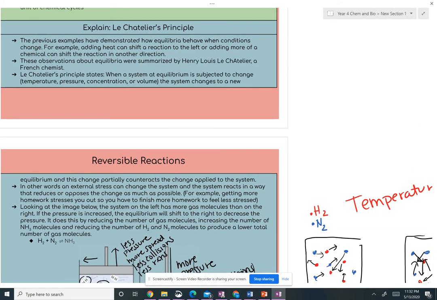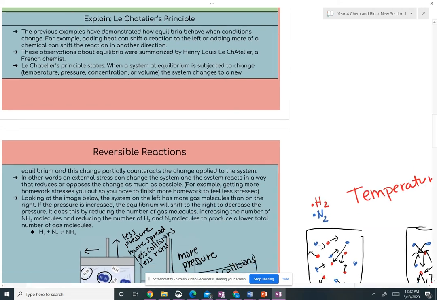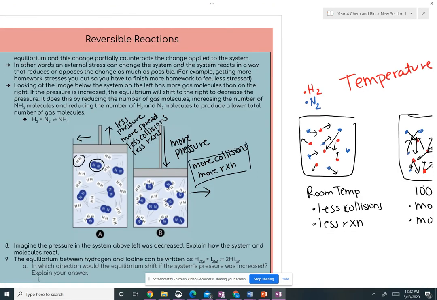You can use temperature, pressure, concentration, or volume. Volume and pressure go together. If you have more space, there are going to be fewer collisions, basically. And if you have less space, you obviously have more of a chance of collision. So you have to think about it as chance of collisions. How many molecules do I have? The more molecules I have, the more likely they are able to collide, and the more likely my reaction is able to go one way or another.